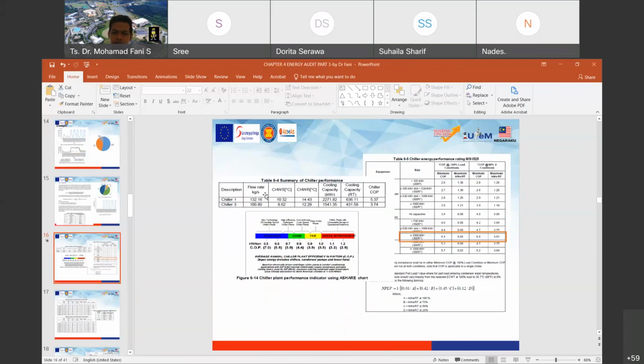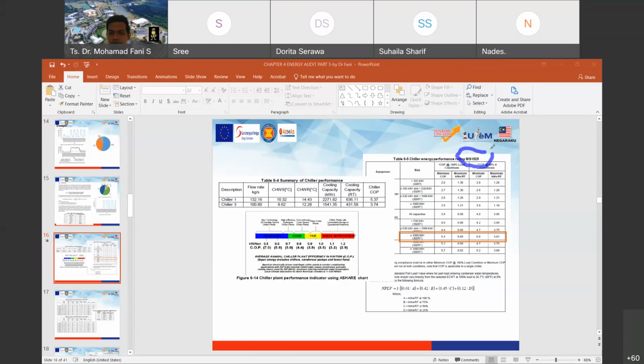So find the COP for the chiller. If there are two chillers over here, chiller 1 and chiller 3 running simultaneously, what you are required to do is to update the information for all the active system, especially for the chiller performance over here. You need to come up with the chiller COP, and try to benchmark with the MS 1525.